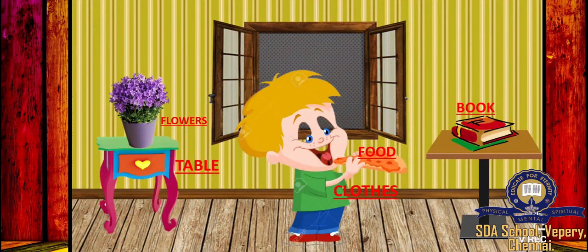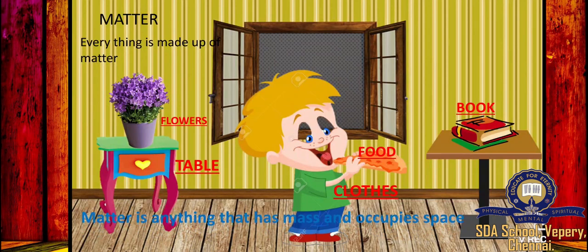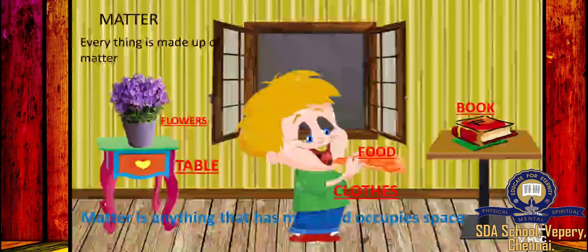Before learning about the materials, you just need to learn about matter. So what is matter? Everything is made up of matter. Everything in the universe is made up of matter. Matter is anything that has mass and occupies space. In this picture you can see some objects like flowers, table, food, clothes and book. All these materials are made up of matter.